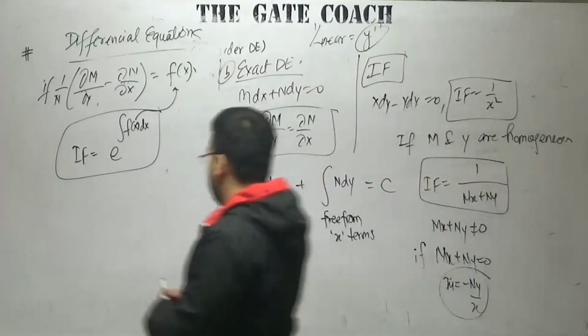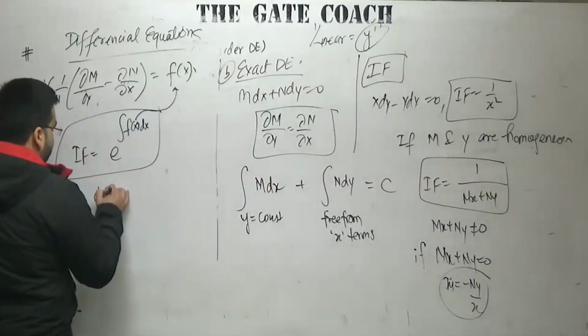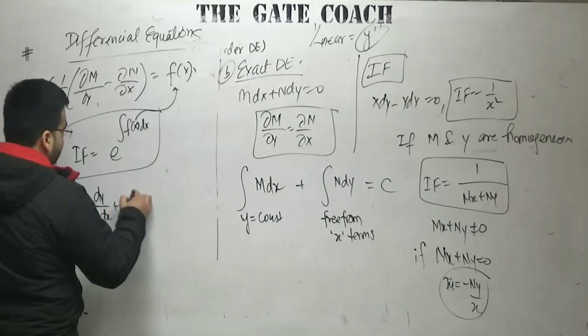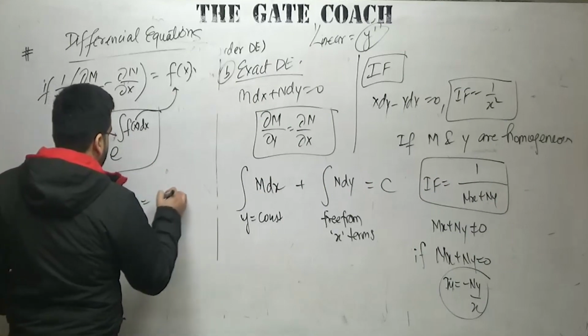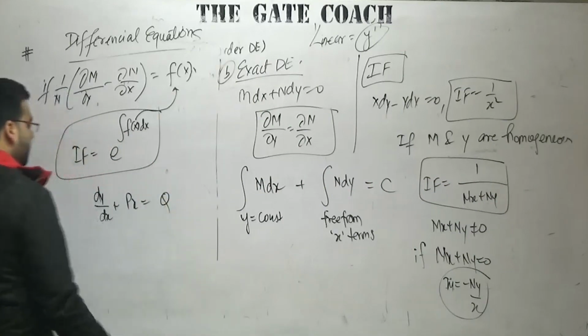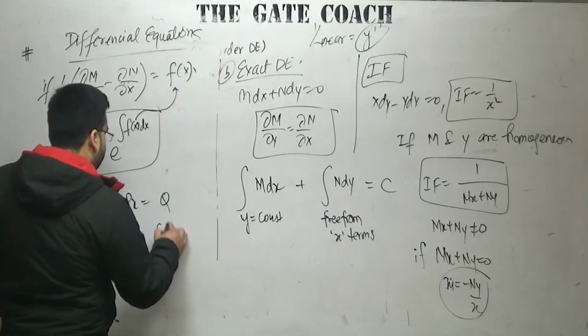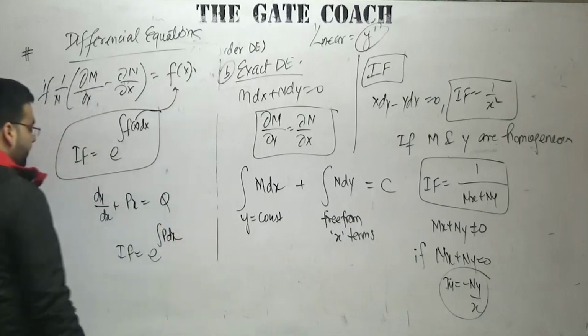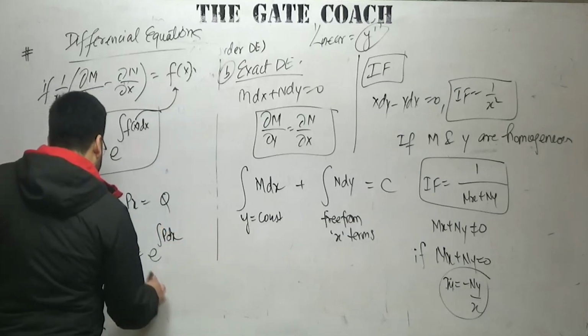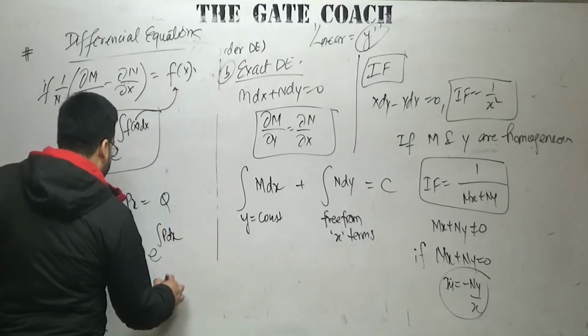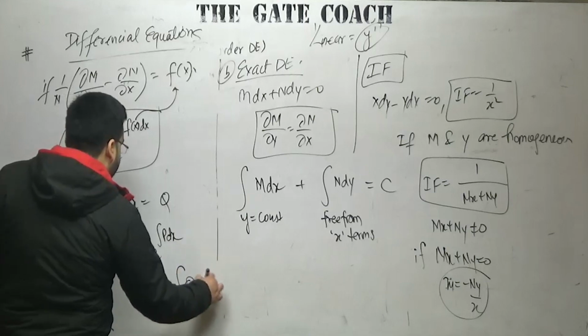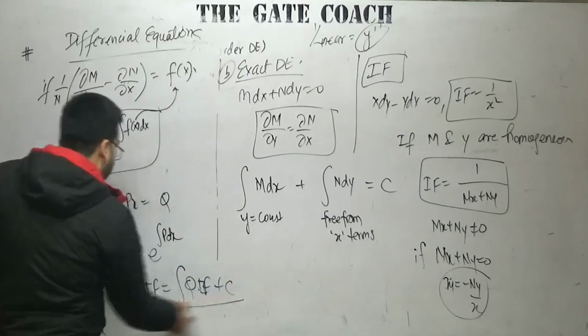This type of equation, if you remember, is dy by dx plus Py is equal to Q. For this, the integrating factor is e raised to the power integration of P dx. This is the equation, and the ultimate solution becomes y into integrating factor is equal to integration of Q into integrating factor dx plus c.